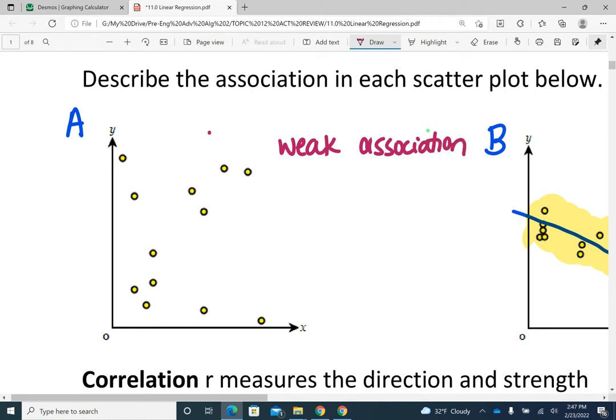And it is too hard to tell if it has a positive direction or negative direction. So we're going to say no direction. Really no form. And unusual features, everything is kind of just doing its own thing. So it's a weak association, no direction, no form.